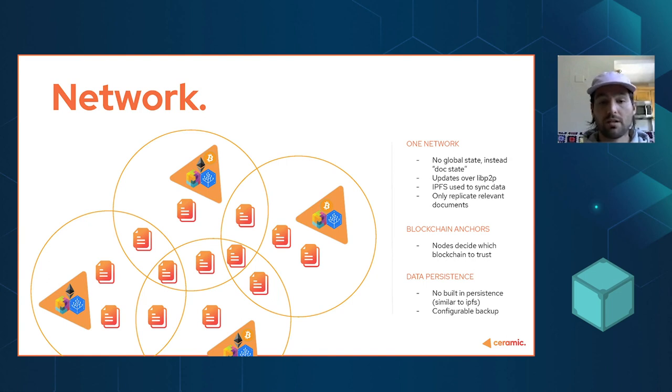I covered a lot of this already, but interestingly, if you look at the diagram, different nodes, which are the triangles, can run different configurations. One is running Bitcoin and Ethereum anchoring and libp2p and IPLD. Another one's just running Bitcoin anchoring. Another one's just running Ethereum anchoring. And there's an overlap in that, but there's no global state.